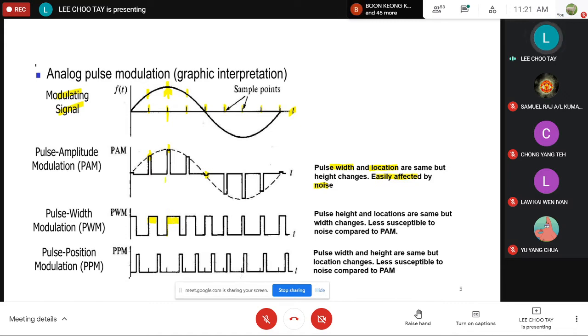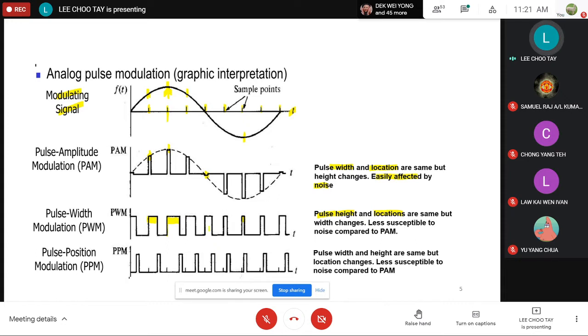And let's take another example here where the amplitude is the lowest. You see that at this instant of sampling, the width of the pulse is the narrowest. So in PWM, the pulse height is constant throughout. The pulse location is also constant, meaning the start of the pulse. The pulse actually starts at the instant of sampling, but how long it lasts depends on the amplitude of the modulating signal.